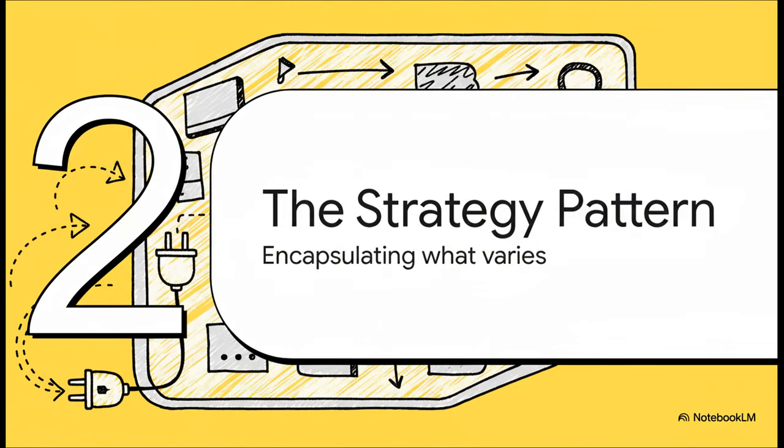First up, the strategy pattern. This is your absolute go-to when you look at your code and you can spot a piece of it that changes or varies a lot. So instead of letting that chaos complicate your core logic, you just encapsulate it. You wall it off, making your whole system way more flexible.